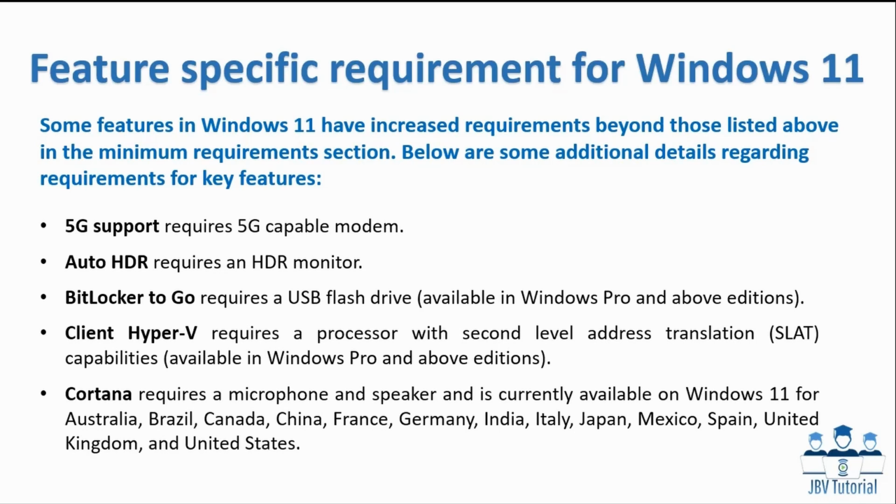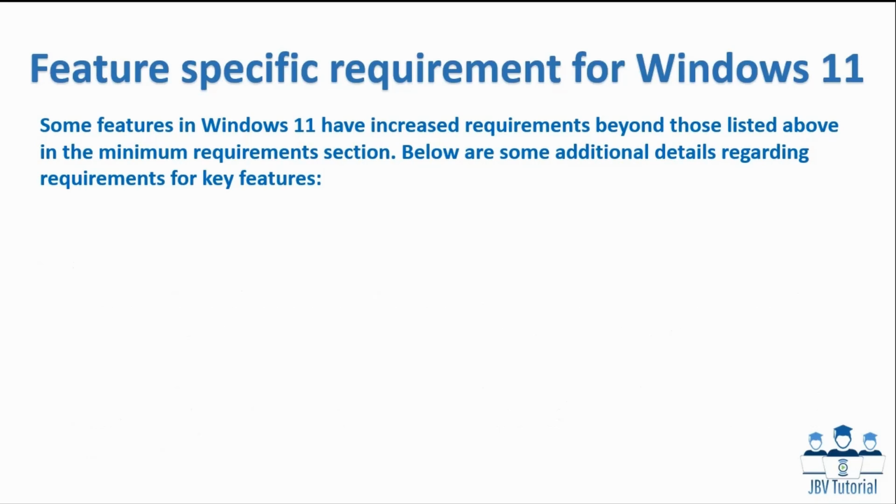BitLocker To Go requires a USB flash drive, available in Windows Pro and above editions. Client Hyper-V requires a processor with second-level address translation, SLAT, capabilities, available in Windows Pro and above editions. Cortana requires a microphone and speaker and is currently available on Windows 11 for Australia, Brazil, Canada, China, France, Germany, India, Italy, Japan, Mexico, Spain, United Kingdom, and United States.